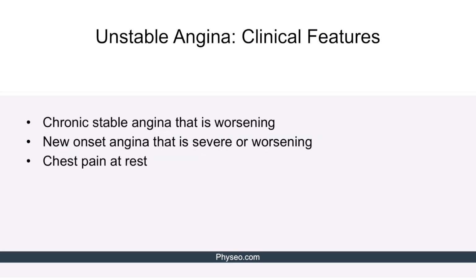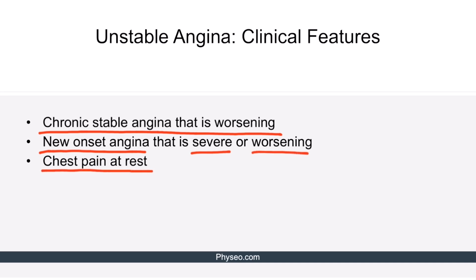Clinical features of unstable angina include a patient with chronic stable angina that may be experiencing worsening angina in terms of duration, frequency, or severity. Unstable angina can also present as new onset angina, which is severe and worsening over time in nature. Chest pain at rest unrelated to exertion or any factors that increase myocardial oxygen demand is characteristic of unstable angina.